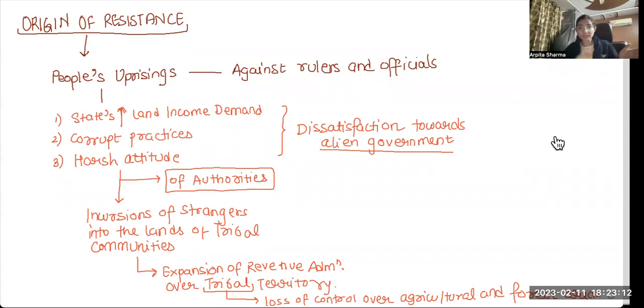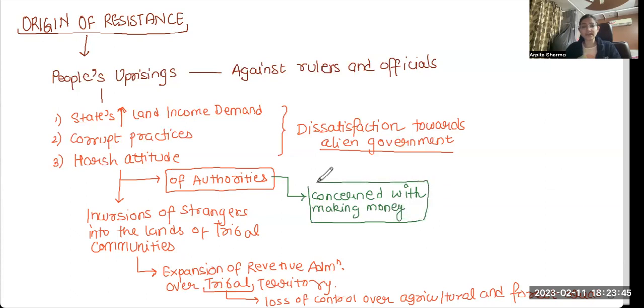Even the normal janta or the Indian rulers never used to interfere into the working of the tribal community, but these Britishers were interfering. So the tribal people were facing loss of control over their own agricultural land and forest areas. And these authorities, yahan par aap arrow bana lo, what were they doing? They were concerned with making money. Ye to bas paisa banane ke liye hi concerned the. They just wanted money. Obviously, they did not want to make India a flourishing land. They wanted to loot India. So they were concerned with making money only.